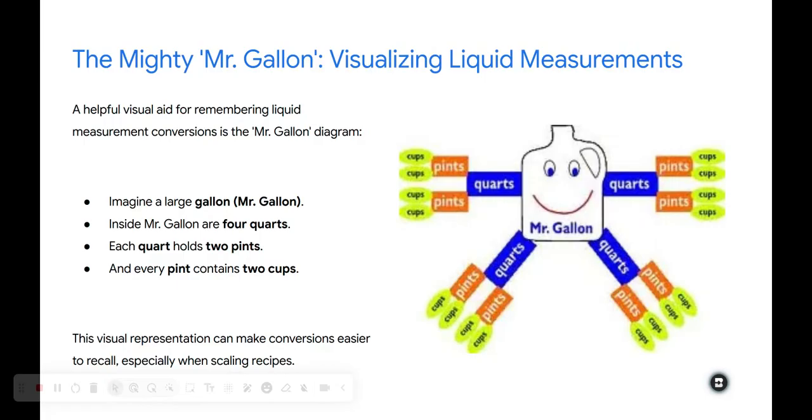All right, this guy right here, this is the mighty Mr. Gallon. This is a good visual aid to remember what is in a gallon. Until you memorize how many cups or pints or quarts are in a gallon, you could use this visual aid to help you out. As you can see, there are 16 cups in a gallon. There are 8 pints in a gallon and 4 quarts in a gallon.